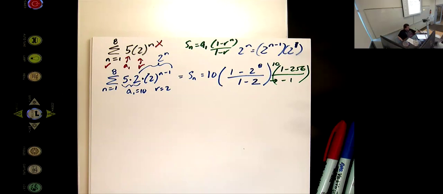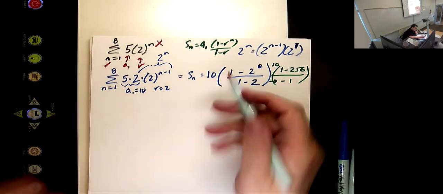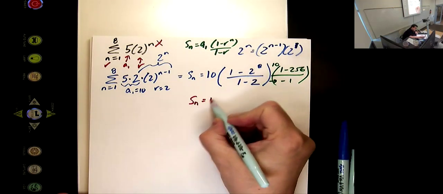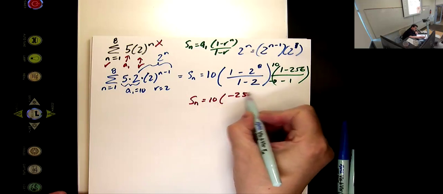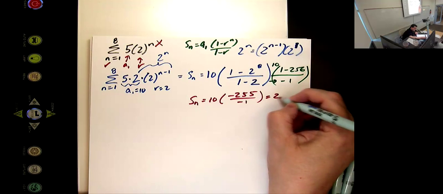Got my calculator up. Yeah, 1 minus 256. So I got S of n equals 10 times negative 255 over -1. The negatives cancel out. I get 2,550.